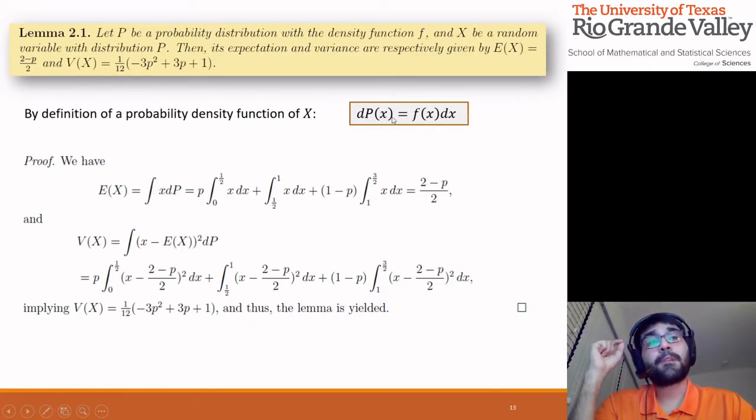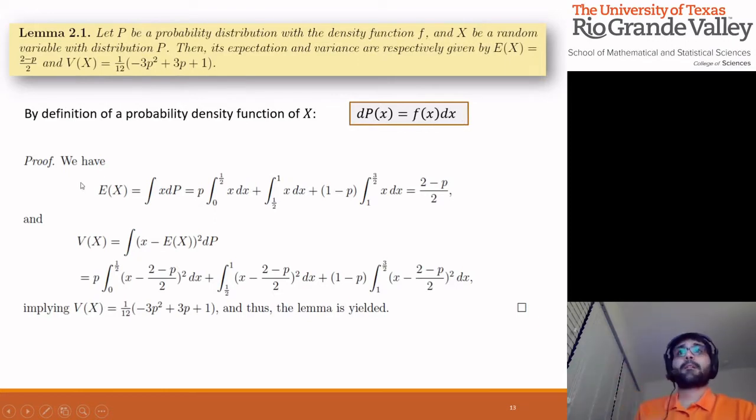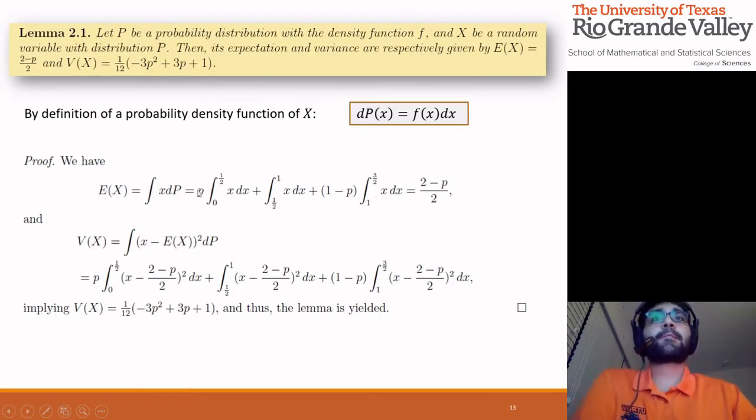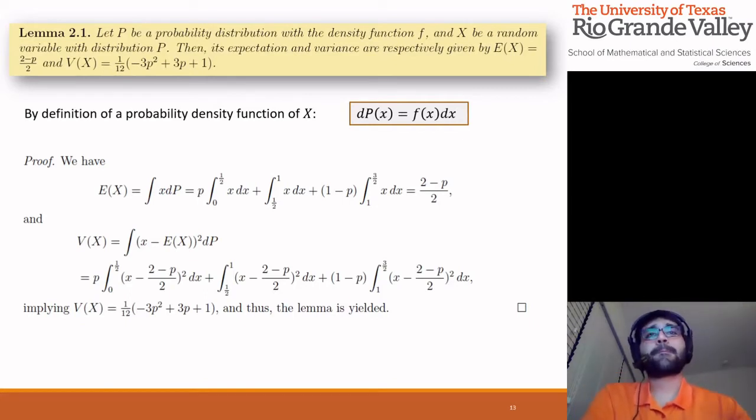Let's prove this by the definition of a probability density function of X: the differential dP of x equals f of x dx. If we also apply the definition of the expected value of the random variable X, we have the integral of x times dP. And if we integrate over the intervals we defined previously, from 0 to 1 half, from 1 half to 1, and from 1 to 3 halves, with their corresponding probabilities f of x, we get at the end (2 minus p) divided by 2.